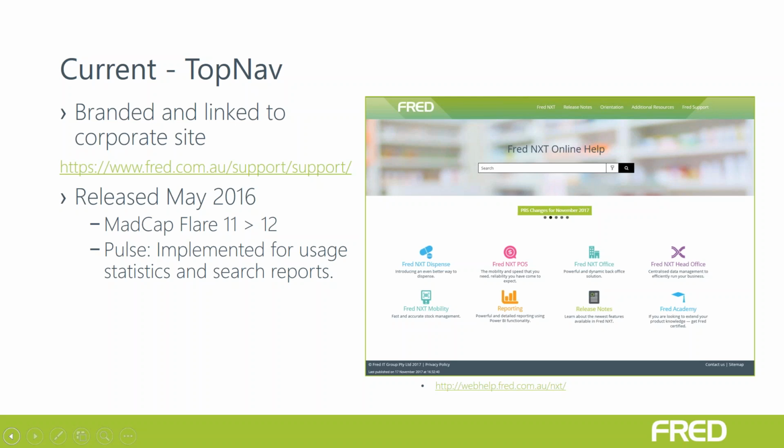By that stage, of course, we had decided to use Pulse for something else altogether. So we're still using Pulse, but we're using it for usage statistics, and also we analyze the search reports, because that has helped us a lot in improving the indexing of some of our topics, because we are in an industry that is rather jargony, and we need to keep up with the language that people are using in real life. So this work was done pretty much using Flare version 11, and it was completed, I think, in May or June last year, just as Flare 12 was coming out.